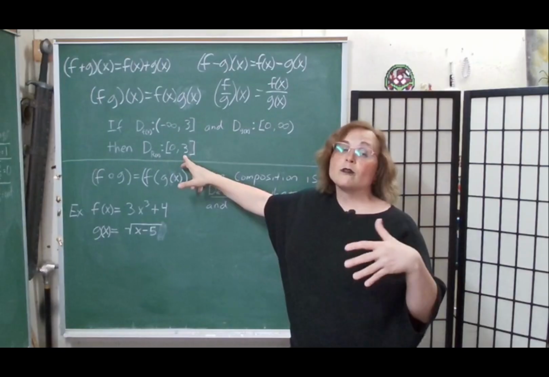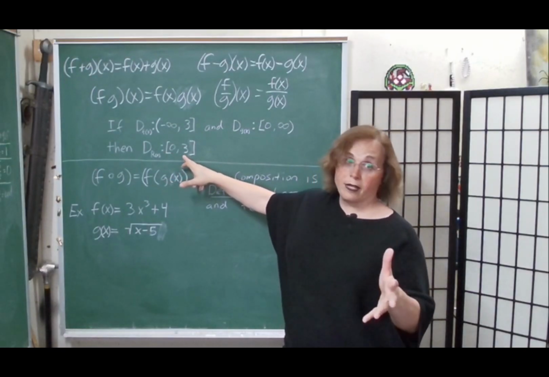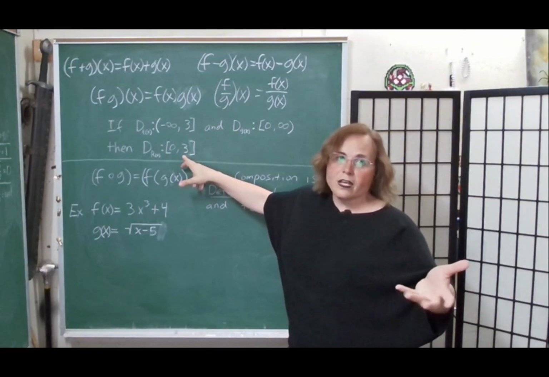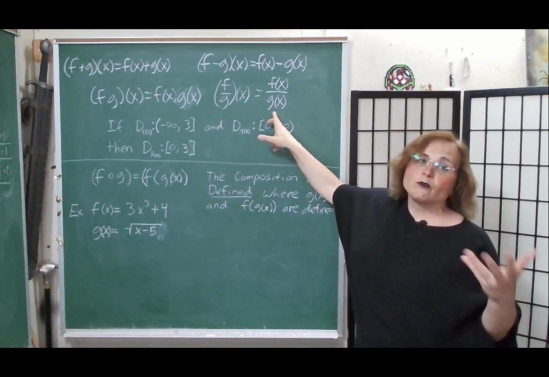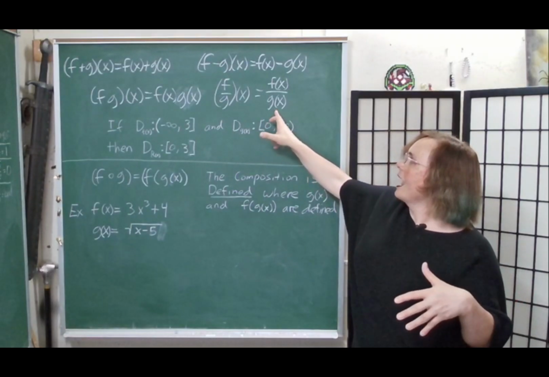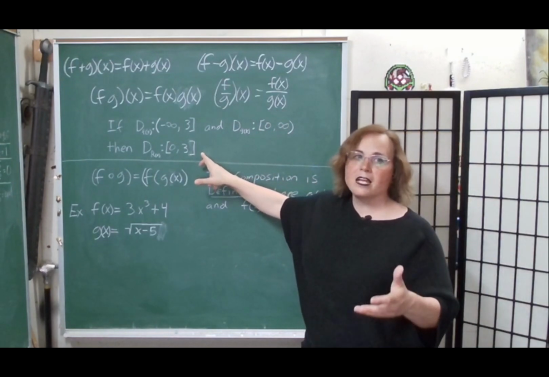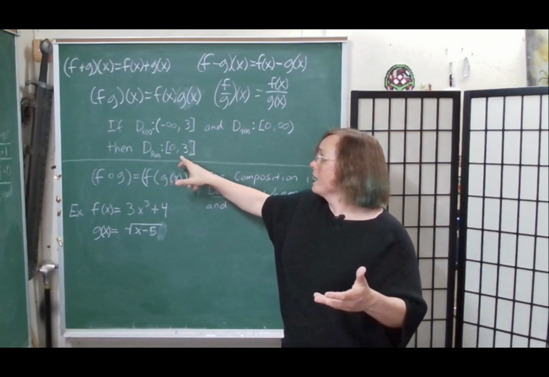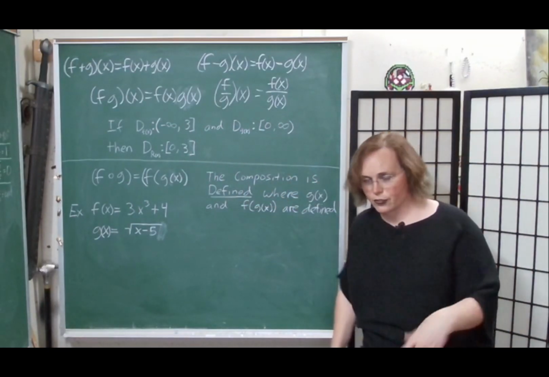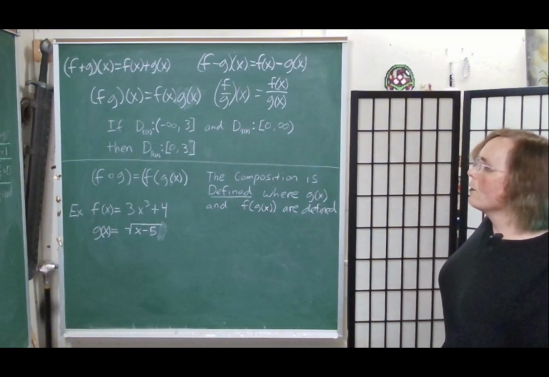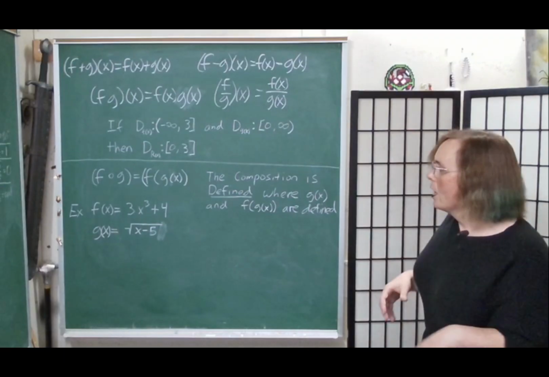That also means I can only perform whatever my given operation is on 0 to 3. The other thing to think about is that if that operation was division, I have to worry about the fact that I can't have 0 in the denominator, so I would have to add the additional caveat that my domain would be 0 to 3 given that g of x is not equal to 0, just like we do with rational functions. Now, the more interesting operation is composition.